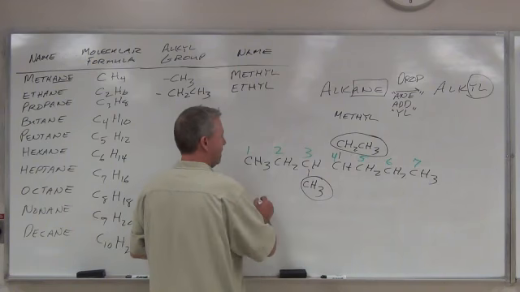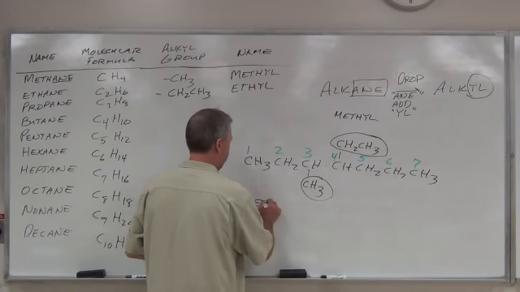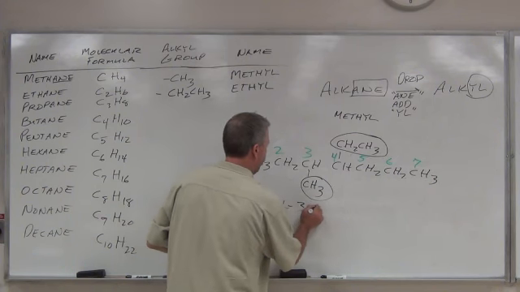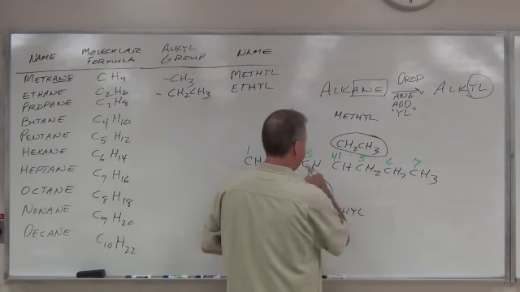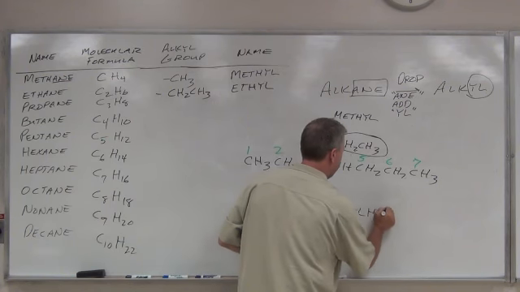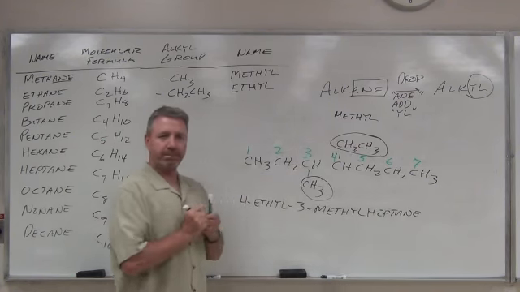Methyl here, alphabetizing: 4-ethyl, 3-methyl, 7 is heptane.